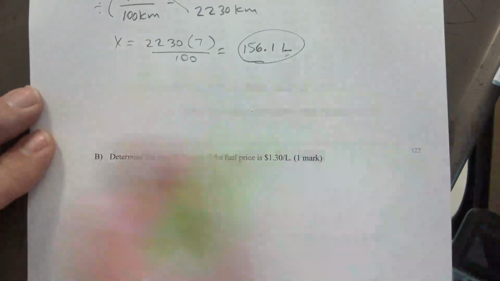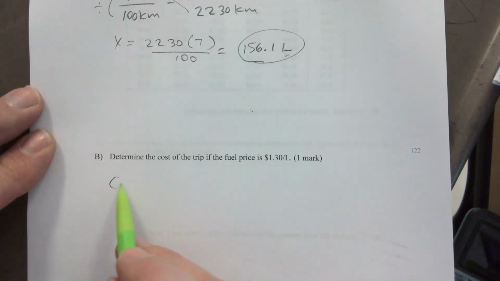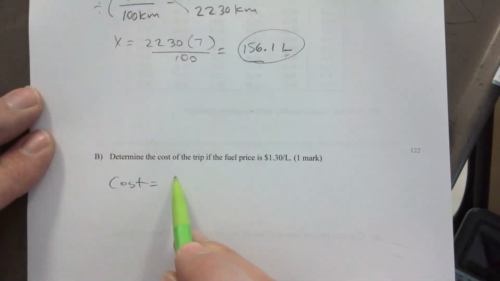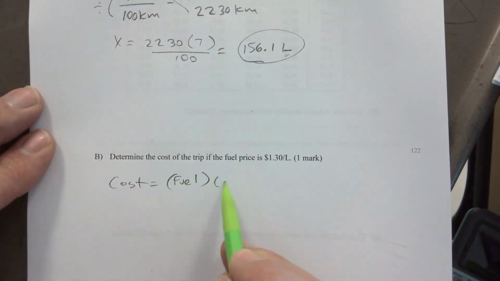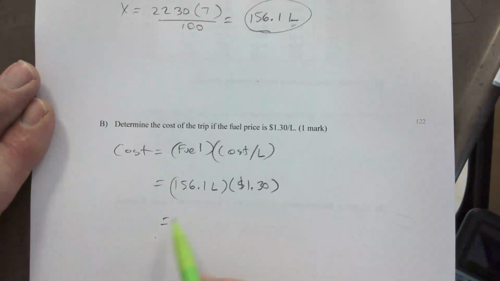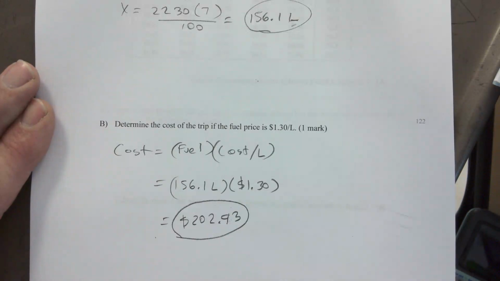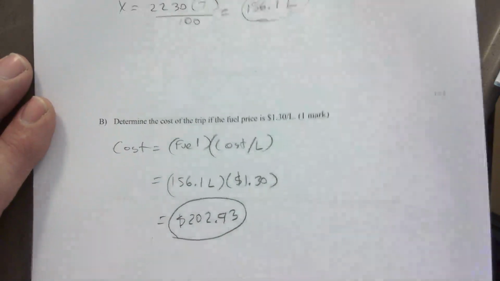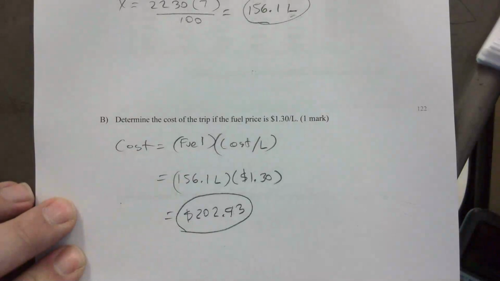Determine the cost of the trip if fuel is $1.30 per liter. In this case, you would just go fuel times cost per liter. That's all you would do. So you'd go 156.1 liters times $1.30. That's it. No taxes on fuel, because whatever you pay at the pump is already taxed like crazy. There's a bunch of taxes: federal government, provincial, municipal, lots of taxes in your fuel prices. So that's it. Let's keep going.